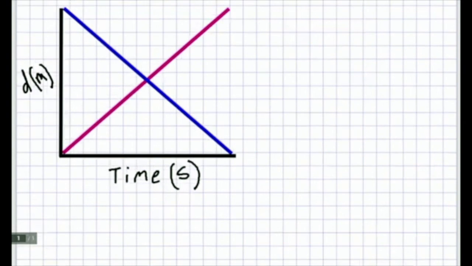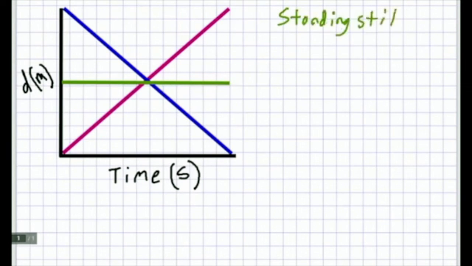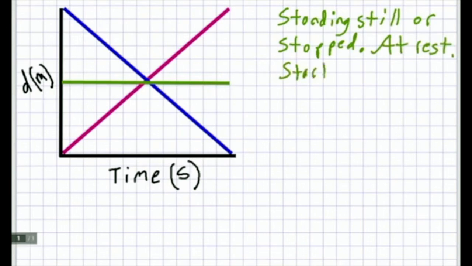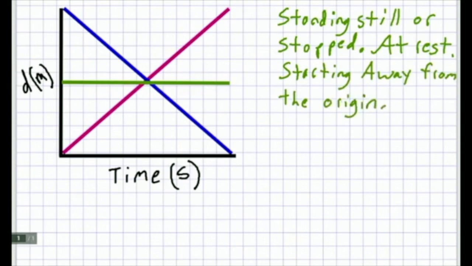Now let's take a look at another straight line that's neither sloped up or sloped down. We'll notice that we have a horizontal line, and the slope of a horizontal line is just 0. Since slope is velocity, that means that our velocity is 0 meters per second. If we don't have any velocity, that just means that we're standing still or stopped. Another way to describe it is saying that we are at rest. We need to notice though that our distance isn't 0, which means that we're actually starting away from the origin here.